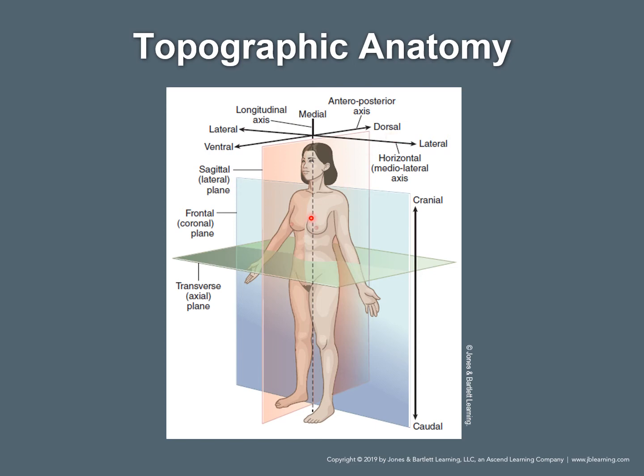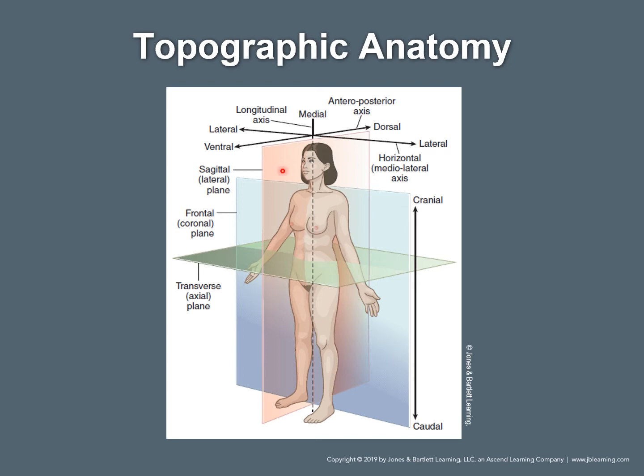Then you have the transverse or axial plane. That's going to be this green rectangle right here. This divides the body horizontally at the waist. Your sagittal or lateral plane is going to be this pink one here. It divides the body vertically from front to back.